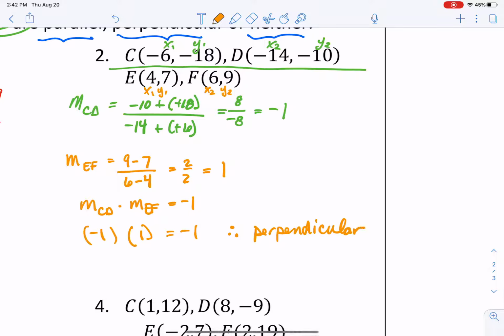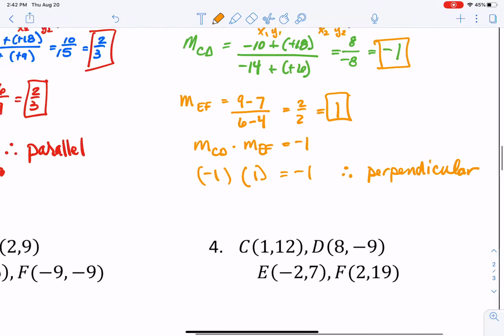So that's what we're doing. We're taking the 2 slopes and we're comparing them to determine the relationship that those lines will have after they're graphed.